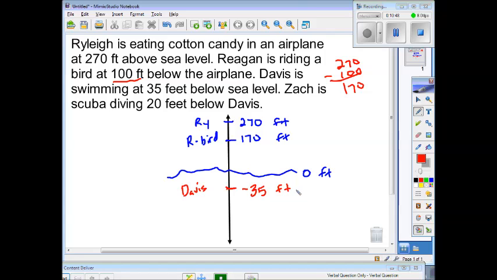Okay, now, who can describe to me where Zach is scuba diving? Where is Zach scuba diving? 20 feet below, negative. So, just go Davis. Okay, so what's that mean? Where at on the number line? Where at on the number line?